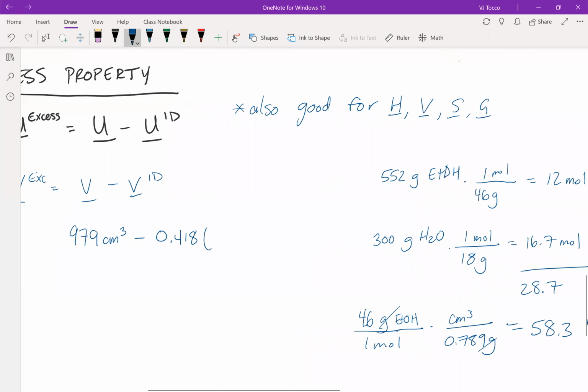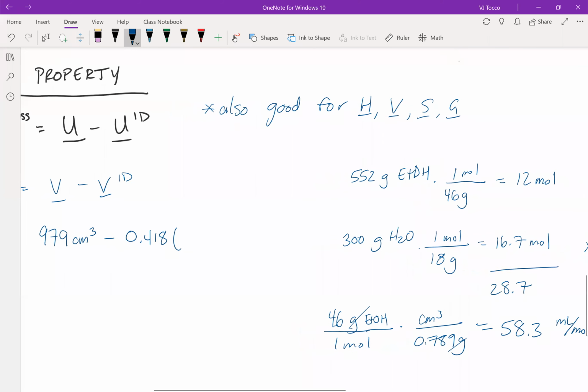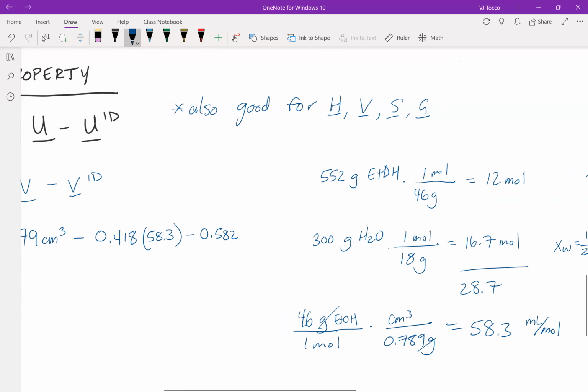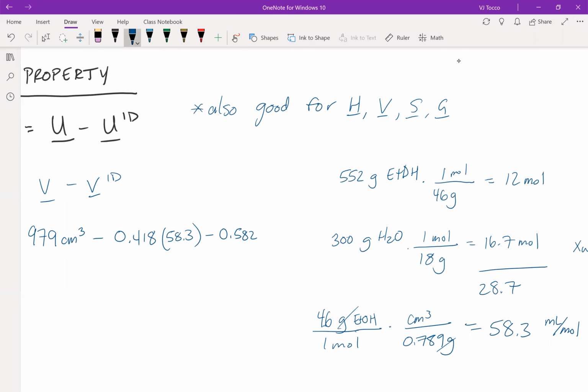So I'll plug that in here, 0.418 times 58.3 minus 0.582, which was our mole fraction of water. And the molar volume of water should be 18 divided by 1. So 18 milliliters per mole, or centimeters cubed per mole.